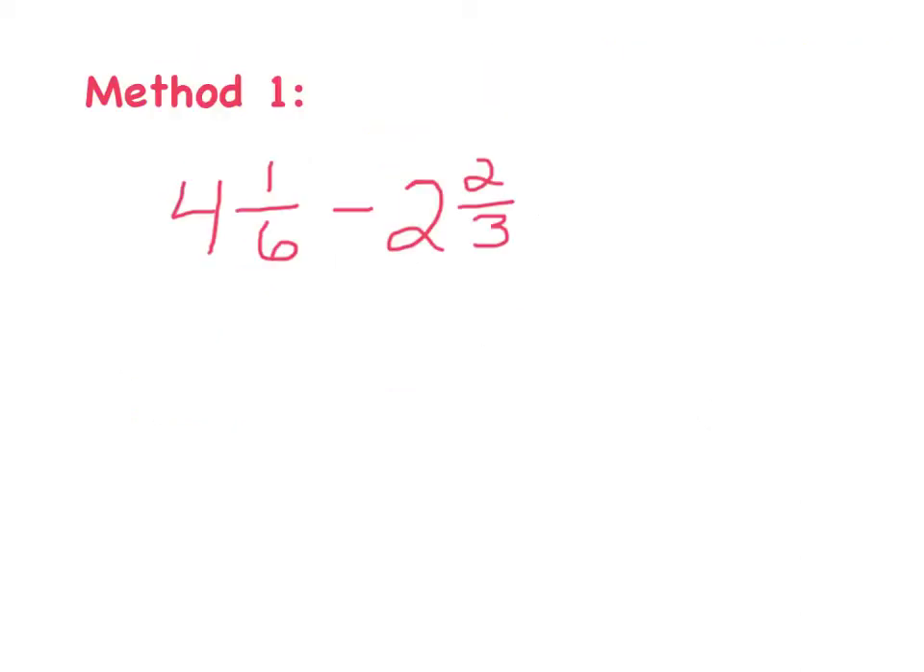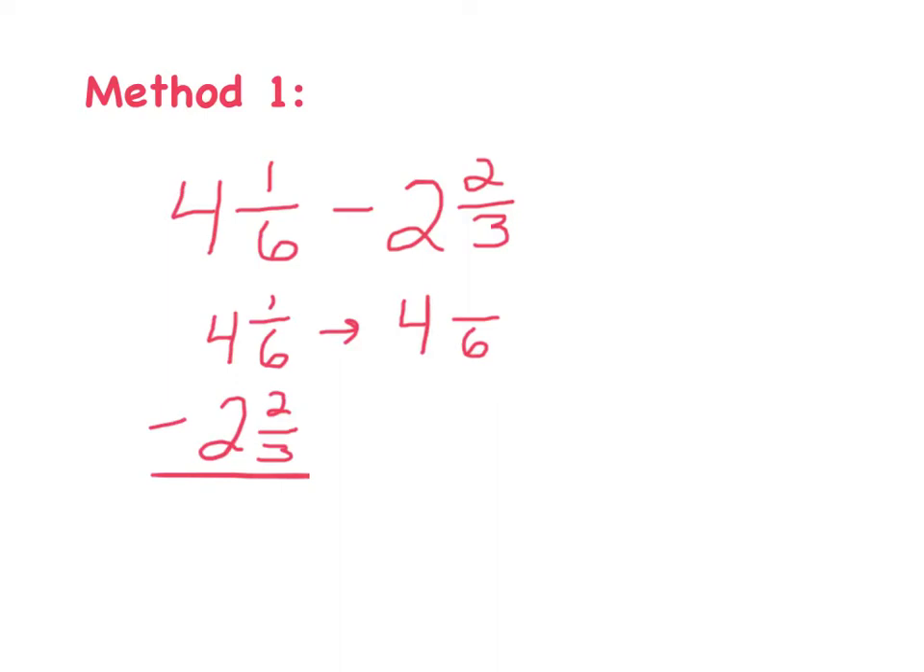Now let's look at another problem. 4 and 1/6 minus 2 and 2/3. Once again, if I write this vertically, I'm going to go through the process of finding the common denominator, and I'm going to use the first method, keeping them as mixed numbers. So it's going to be 2. Once again, the common denominator is 6. So 1/6 remains 1/6. 2/3 becomes 4/6. And I need to remind myself that this is indeed subtraction.